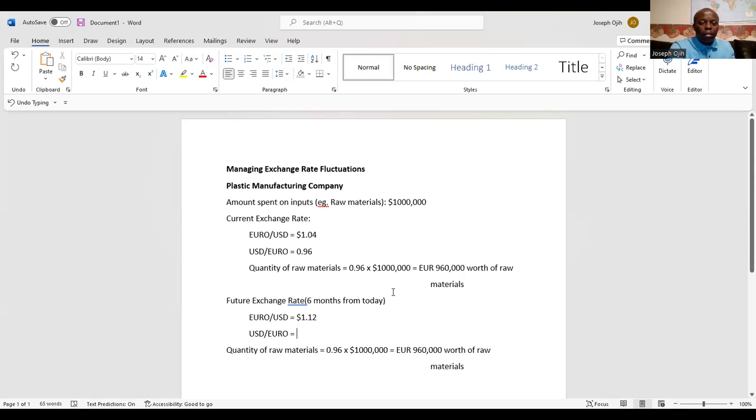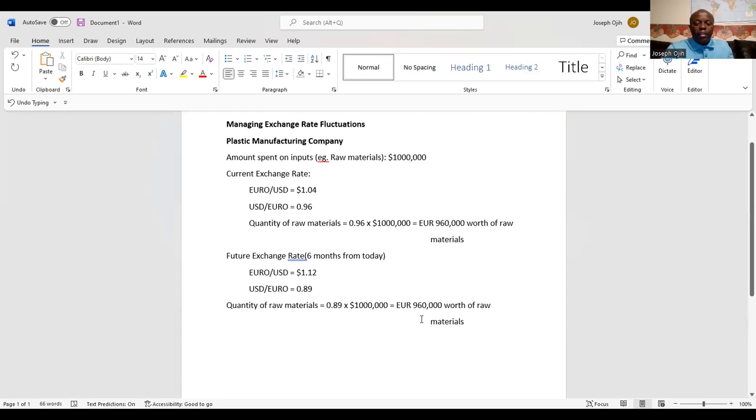0.89. Okay, 0.89. So now, what value of the plastic, what value of raw material can you buy? To do that, you multiply by 0.89, and that will give you 890,000 instead of 960,000. You get 809,000 worth of raw material. You can see this is how it can affect those involved in international business.